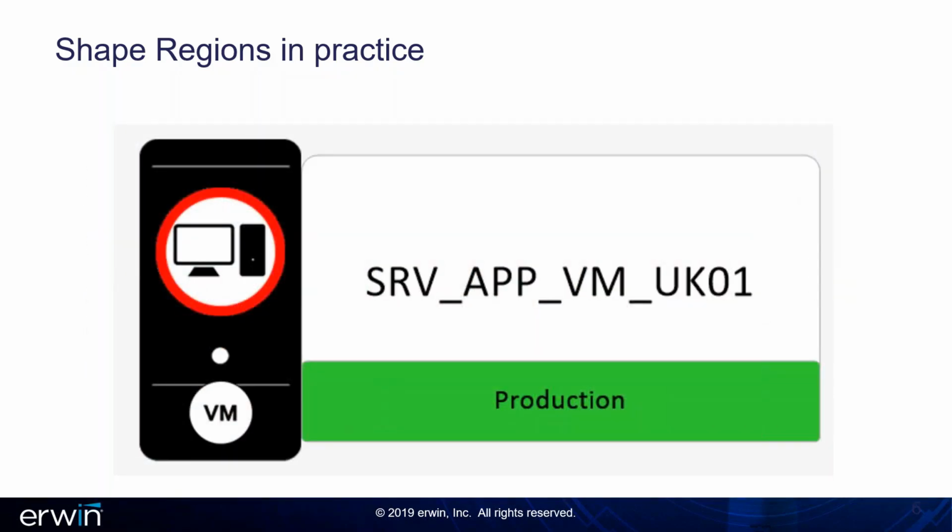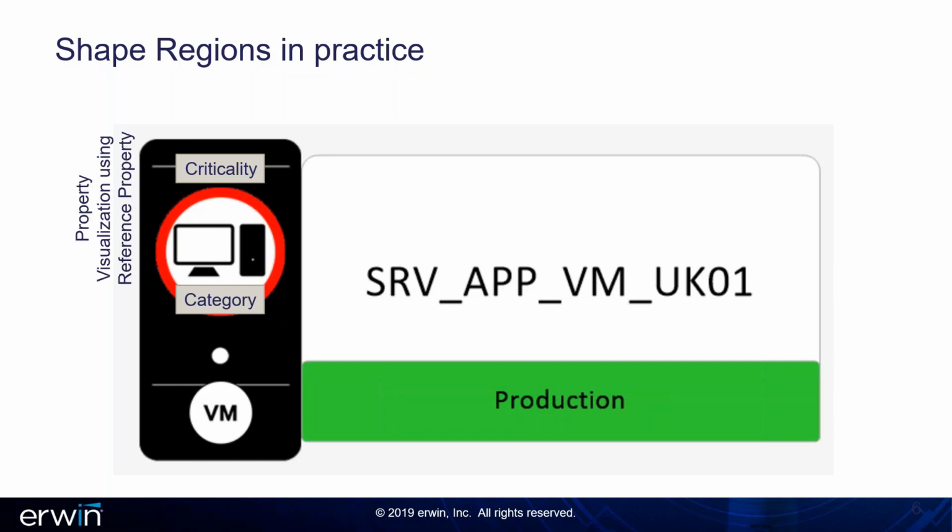Here's another example of shape regions in practice. Perhaps you think these are 5 shape regions here, and let's find out how many we actually have. So we have criticality, that's actually the little circle around the computer symbol. The category, that's actually the computer symbol. Those are property visualizations using reference property.